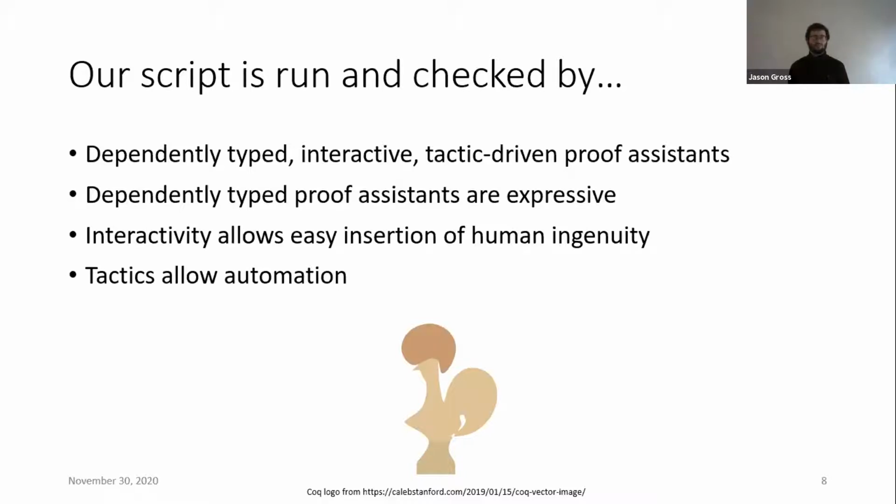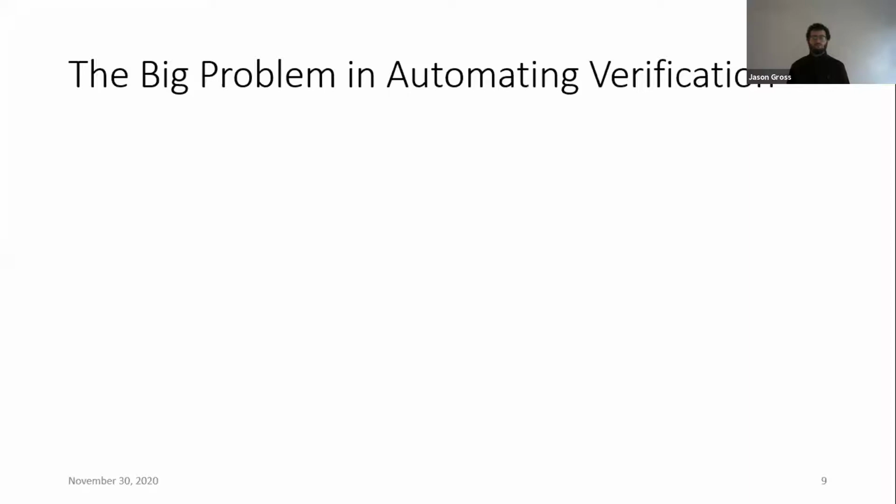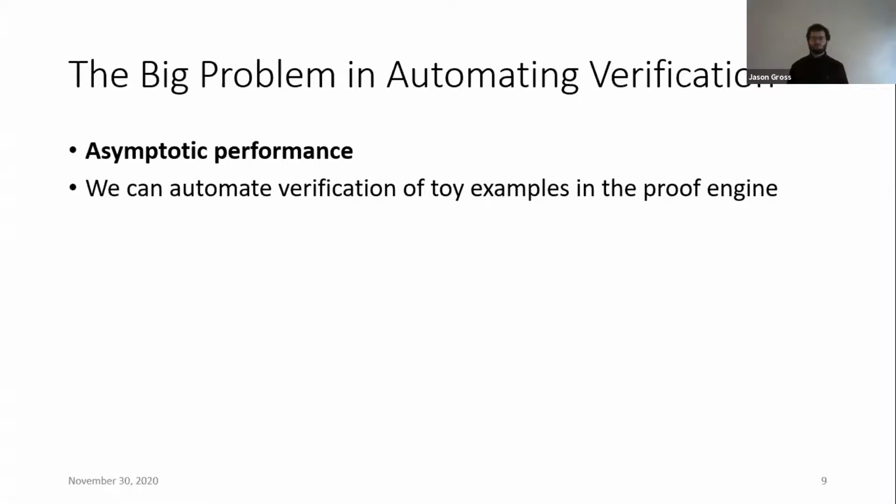And in this context, dependently typed proof assistants are expressive, interactivity allows easy insertion of human ingenuity, and tactics allow the aforementioned automation of verification. The big problem here in automating verification is what I'm going to talk about now. Lightbulb Man writing the script removes the overhead of writing things over and over, but running the script in the proof assistant still takes too long.